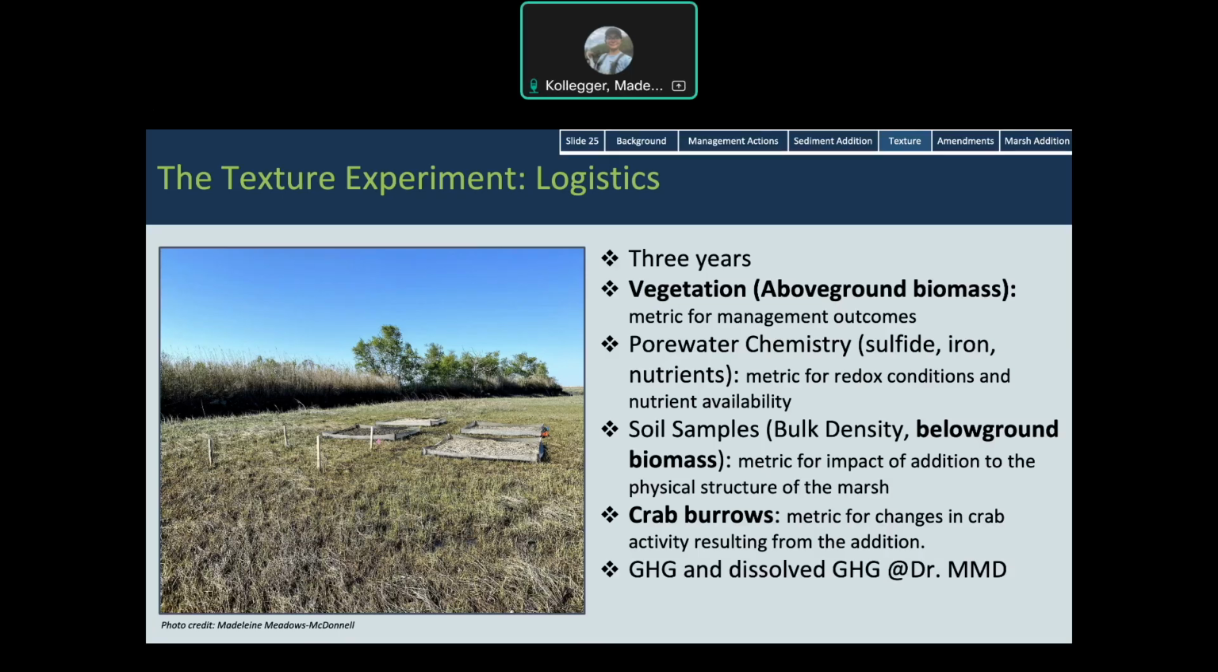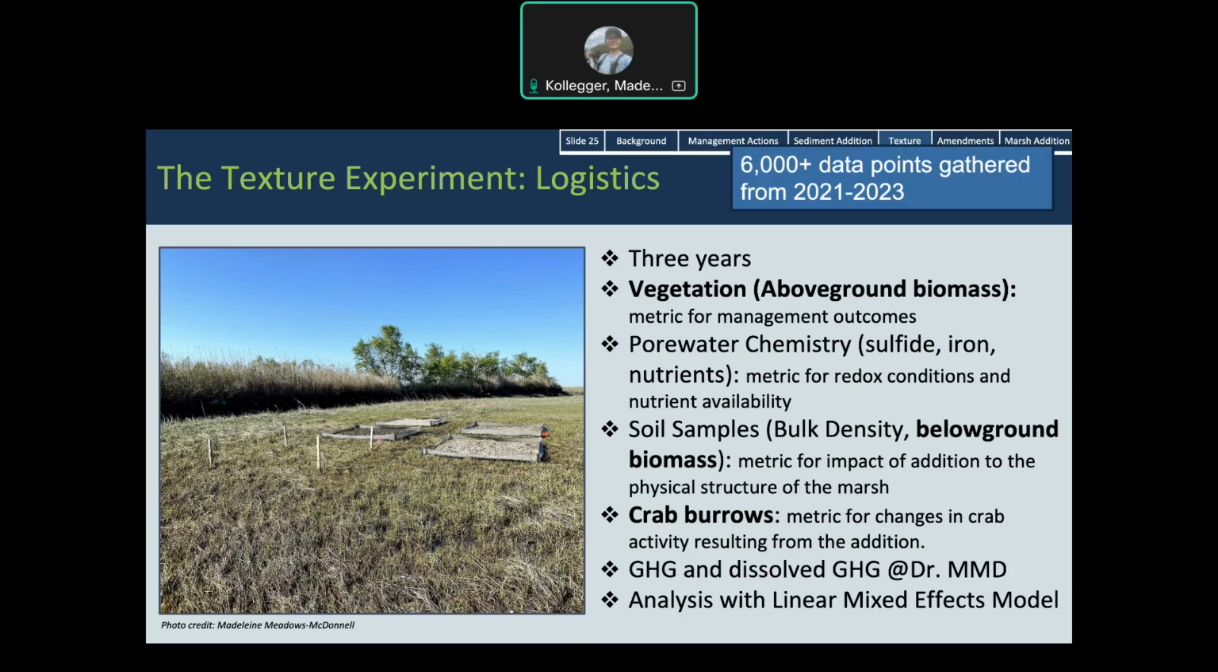Our experiment also collected greenhouse gases and dissolved greenhouse gases, but that's not included in my dissertation work. That's already been included in Dr. Maddie Meadow McDonald's work. She's now a Knauss Fellow in Washington, D.C. All of the analysis in this chapter was completed using a linear mixed effects model.